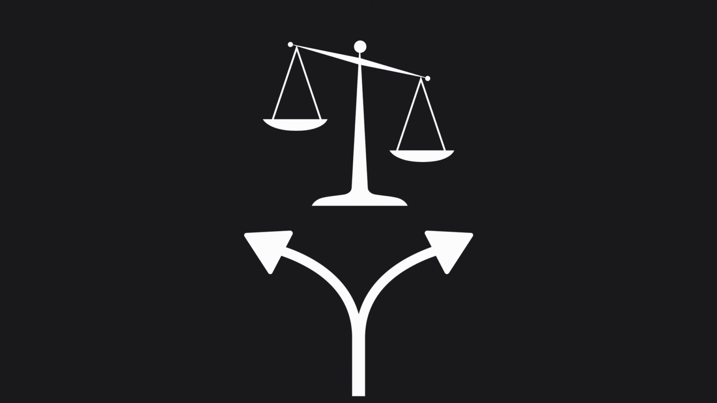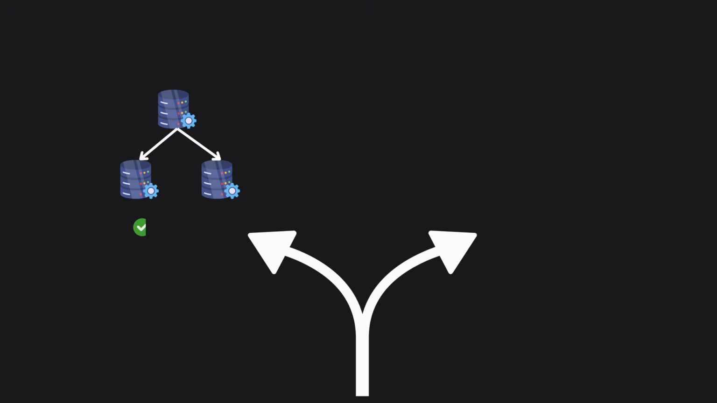So every design decision comes with trade-offs. For example, a system optimized for read operations might perform poorly on write operations.